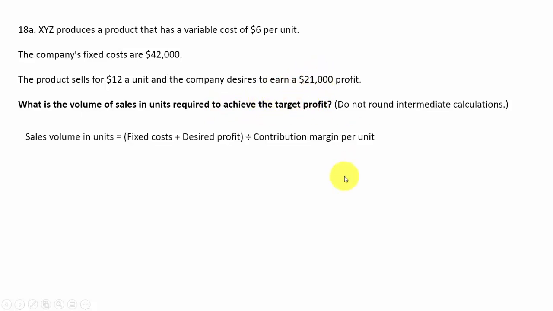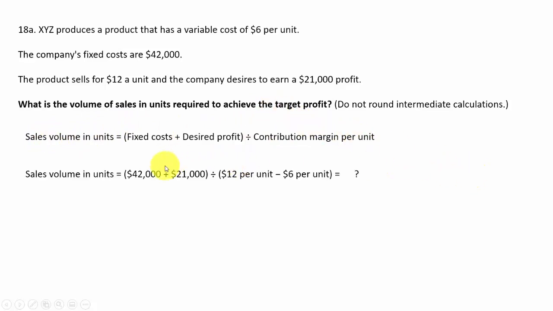The formula for this would be fixed costs plus the desired profit. Those two are added together, and you divide that by the contribution margin per unit. And that'll give you the total sales volume in units you've got to have to make that desired profit level.